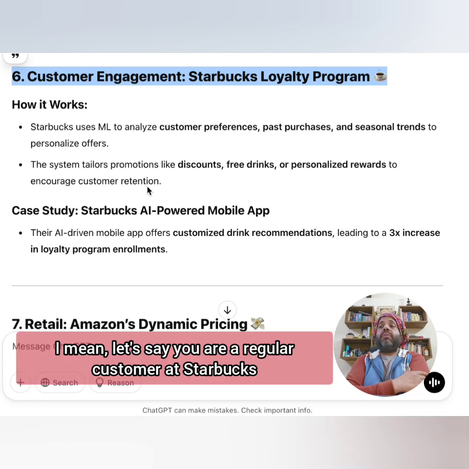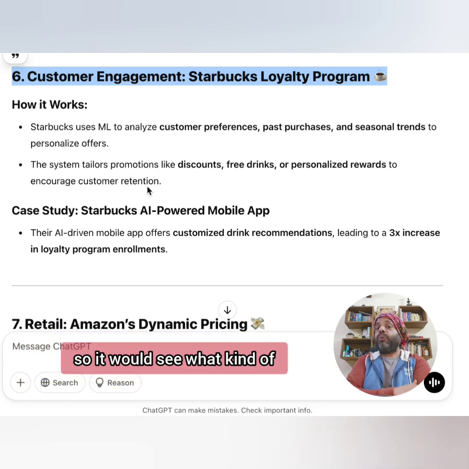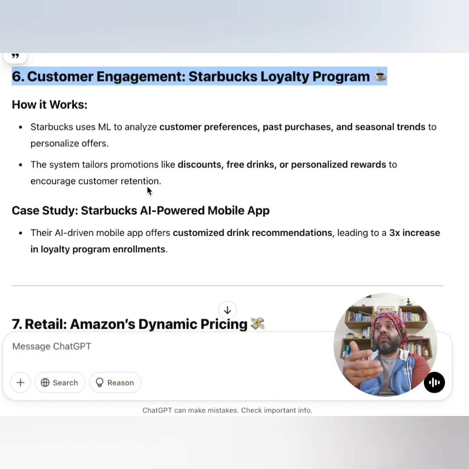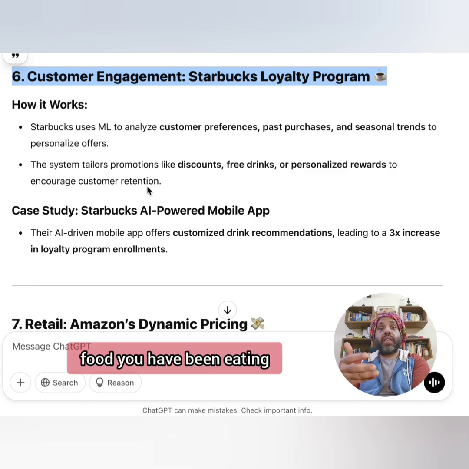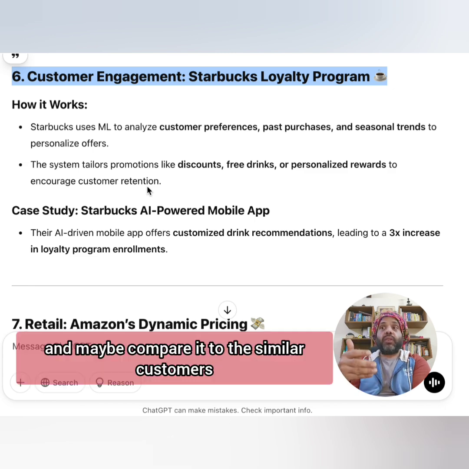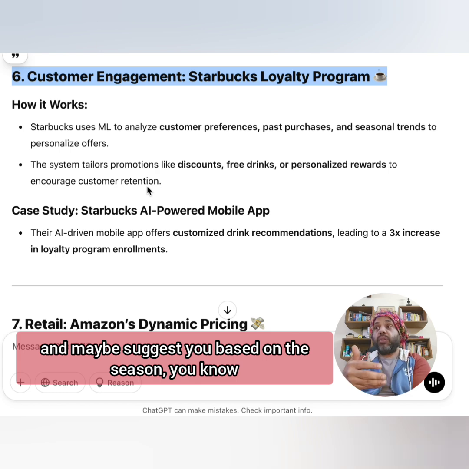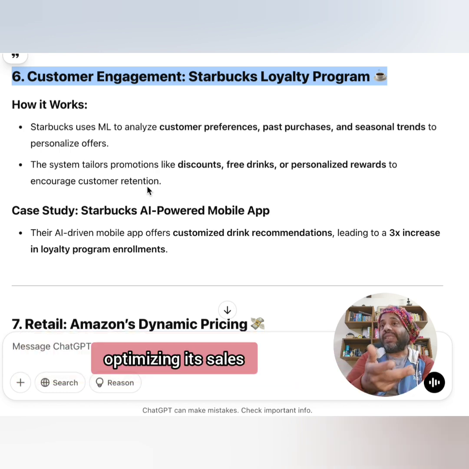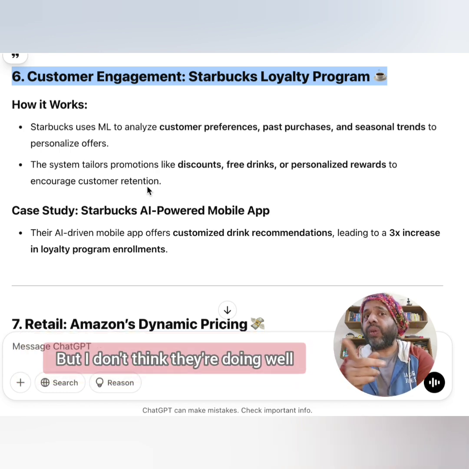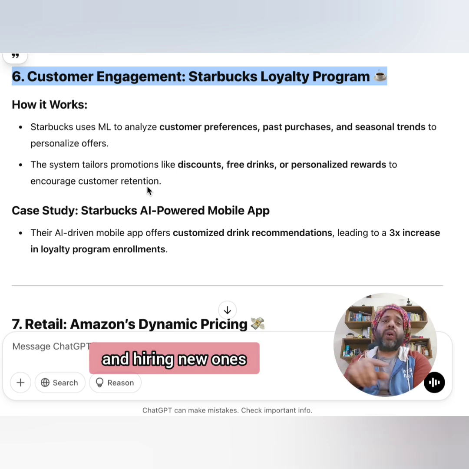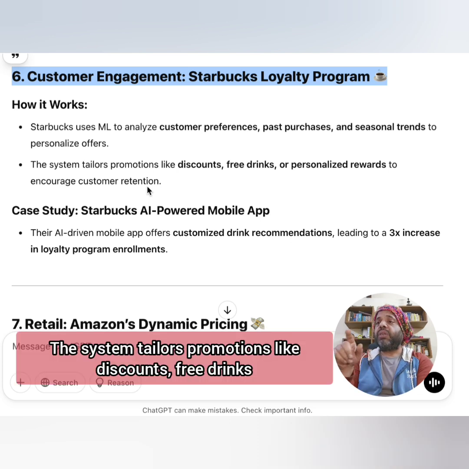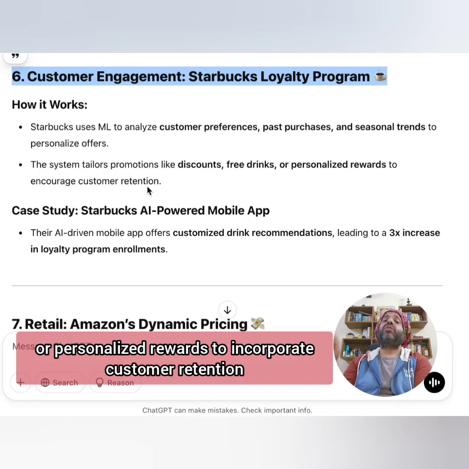So, let's say you are a regular customer at Starbucks. It would see what kind of drinks you have been buying, food you have been eating, and maybe compare it to similar customers and suggest things based on the season, optimizing its sales. But I don't think they're doing well. They fired their CEO and hired new ones and whatever, right? The system tailors promotions like discounts, free drinks, or personalized rewards to encourage customer retention.